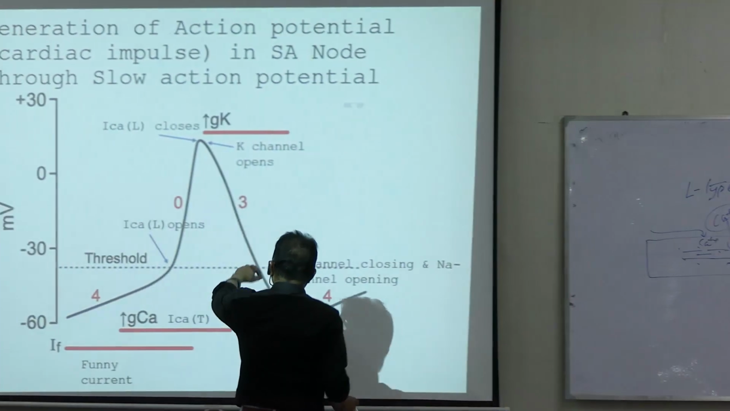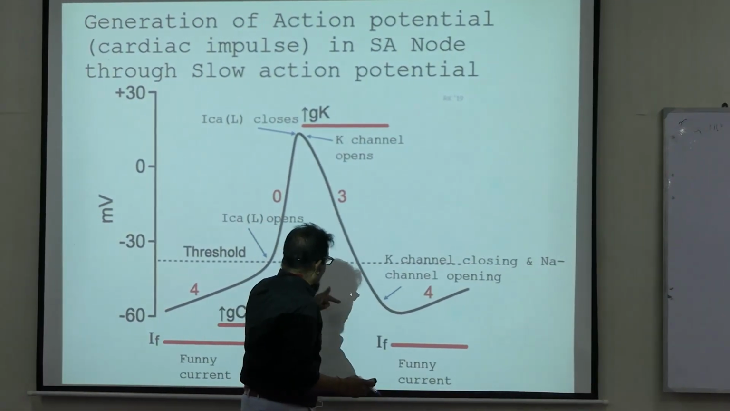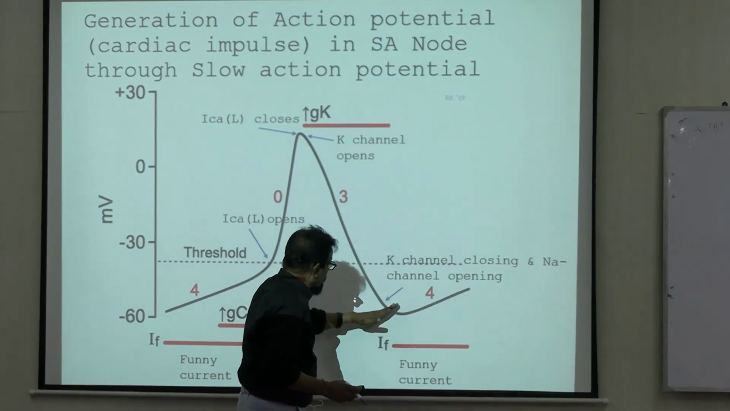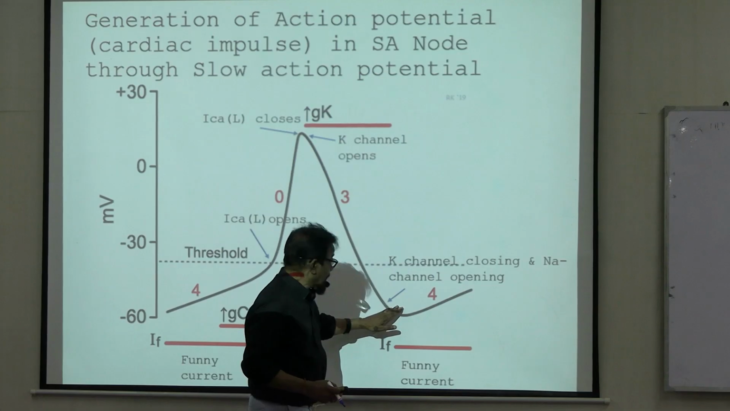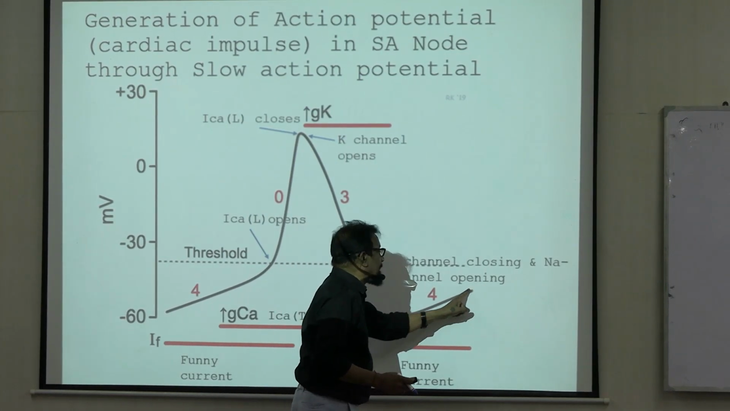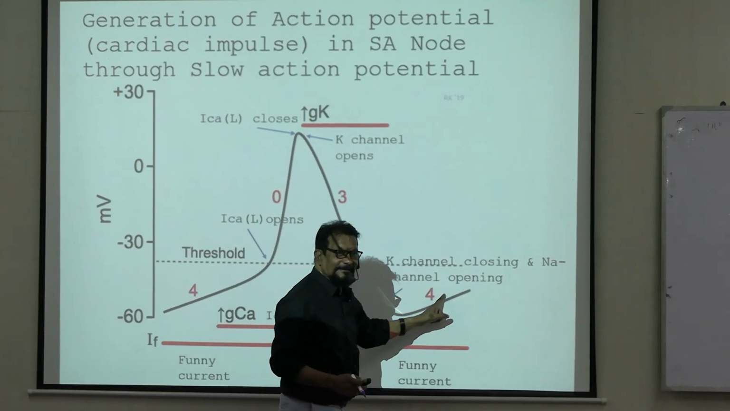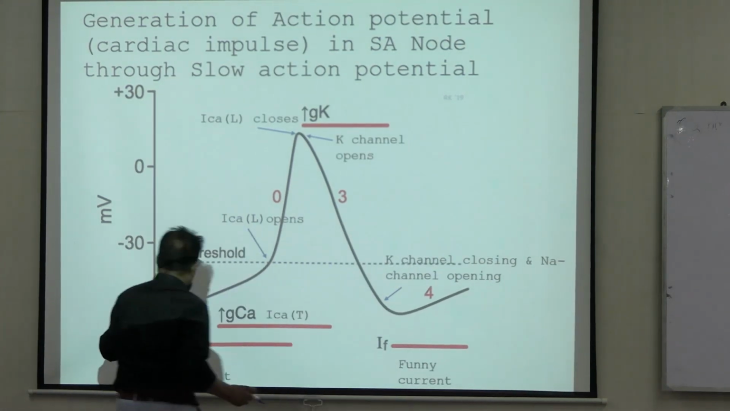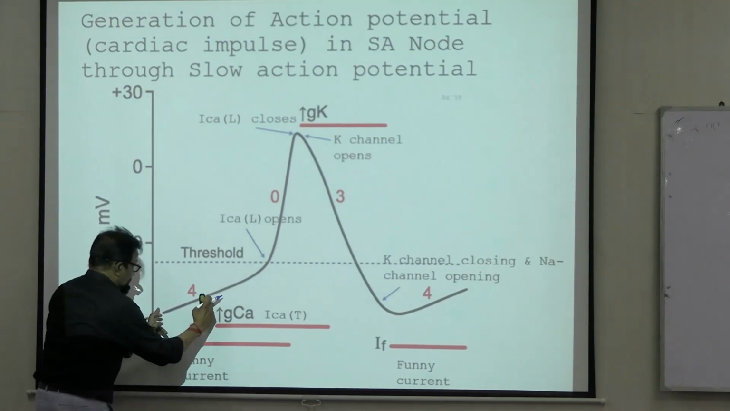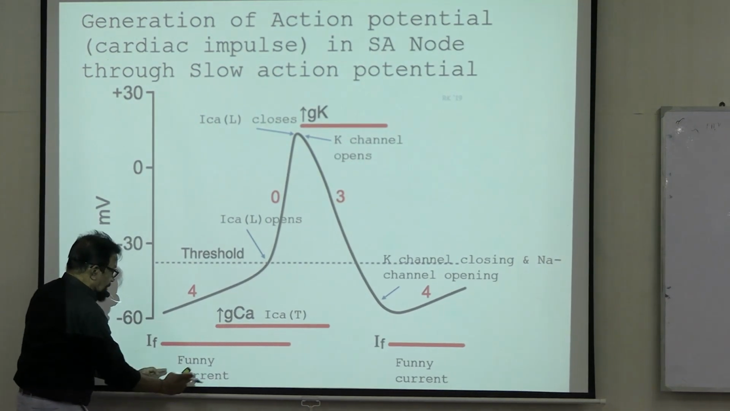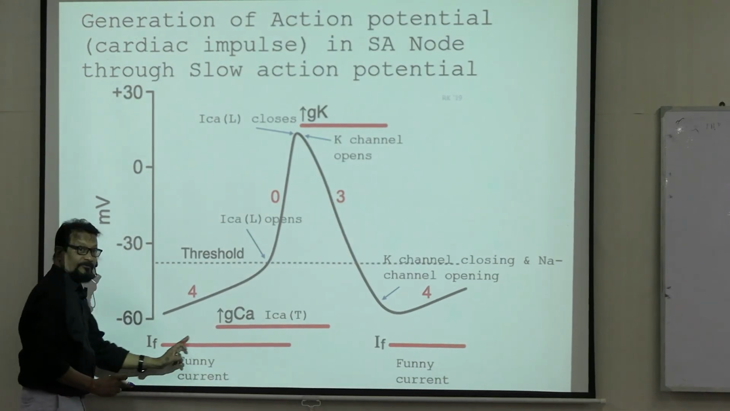Now, because of this, during repolarization sodium ion is entering and potassium ion is going out. So here what will happen? The potassium channel will be closed. Only sodium ion will be entering. As a result, again there will be depolarization. Again there will be repolarization, and again there will be depolarization. So the first part of this depolarization is done by the funny current, If.